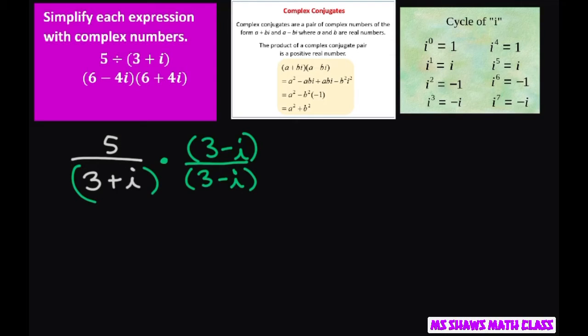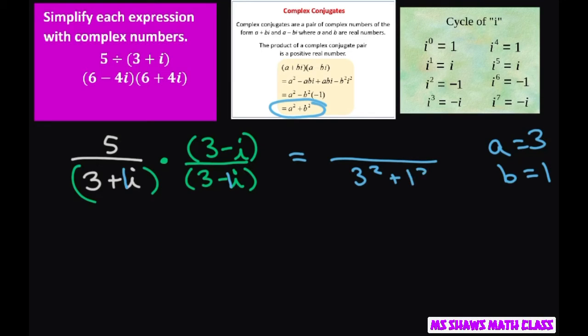So for the denominator, what we're going to use is this formula here. When you're multiplying a complex number by its conjugate, it's a squared plus b squared. So basically what that means is my a is 3 and my b is 1, because you can put a 1 in front if you want. So this is just going to be 3 squared plus 1 squared.